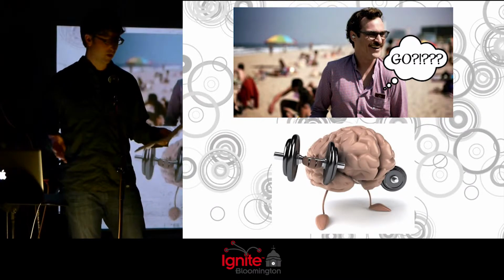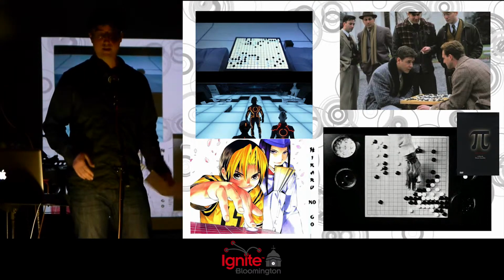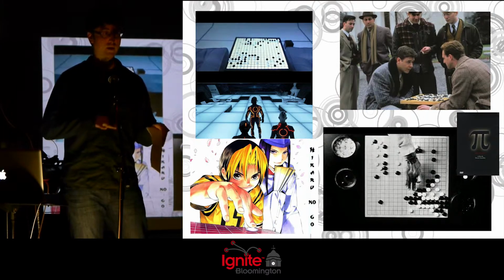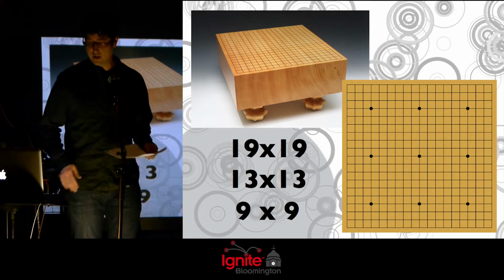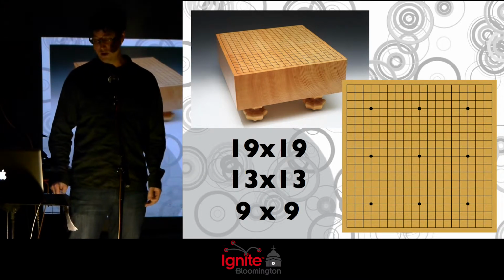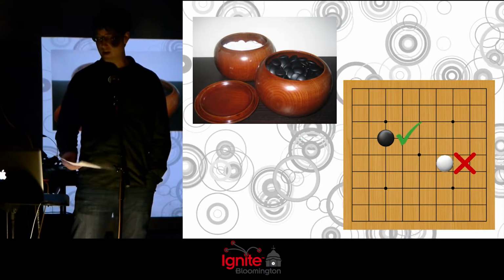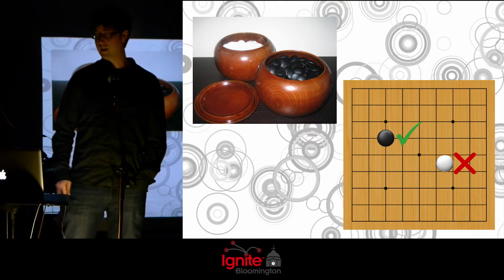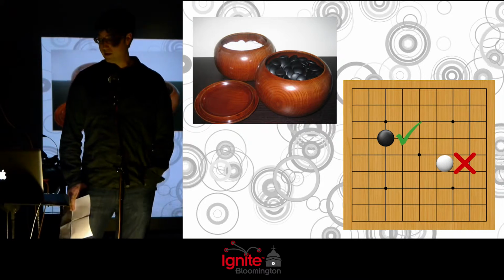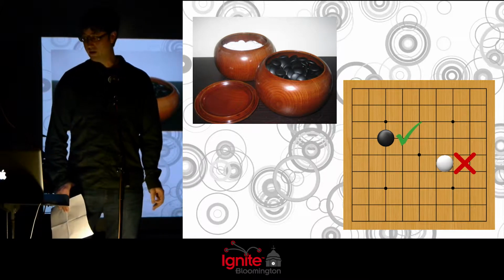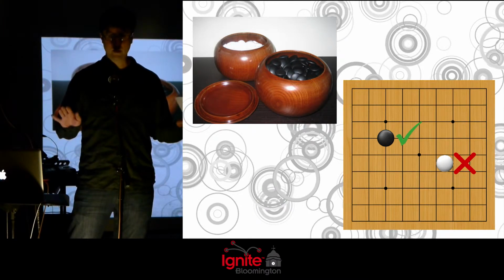So what is Go? Go is played on a board. It's a square grid that's got an equal number of horizontal and vertical lines. The most common sizes are these, and different colored pieces are used. Usually these are called stones, and they're played on the intersections of lines, not in the spaces. And players take turns. They can put a stone anywhere on the board, and once a stone is placed on the board, it stays there.